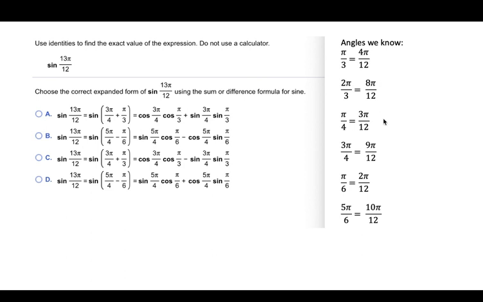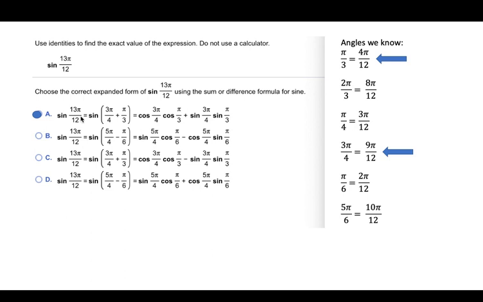Now, can we use these angles to make 13 pi over 12? Yeah. 9 pi over 12 plus 4 pi over 12 gives us 13 pi over 12. And that's why that is the answer here.